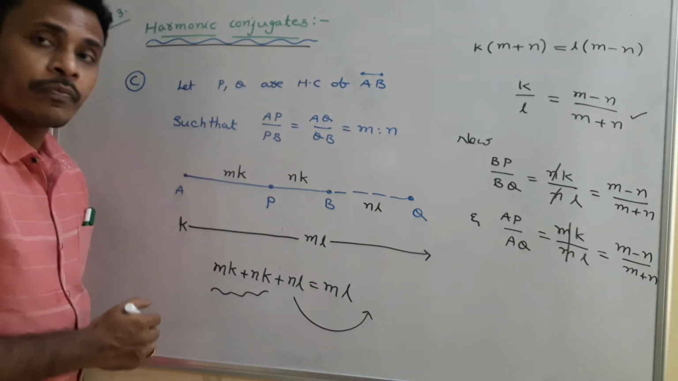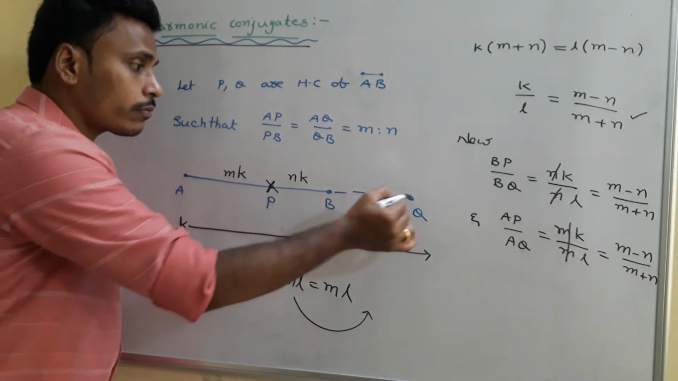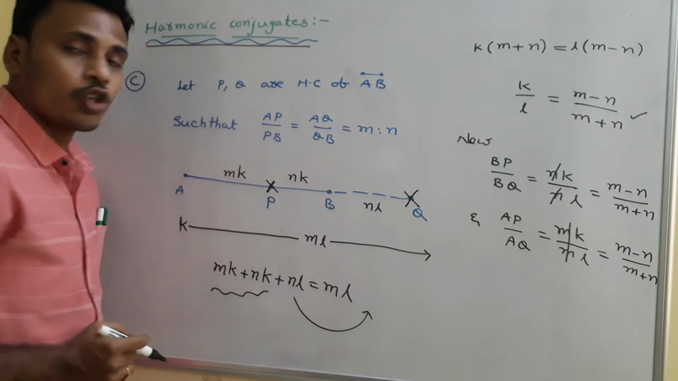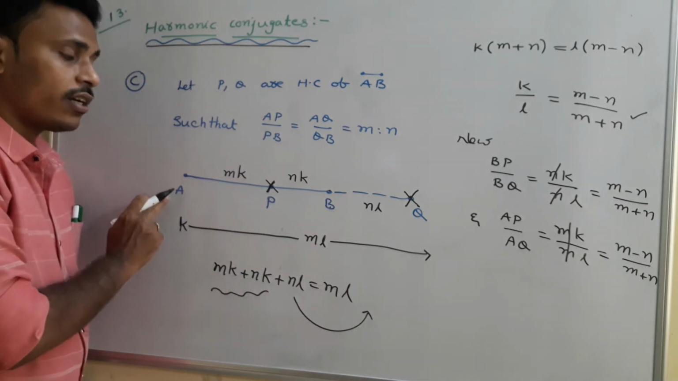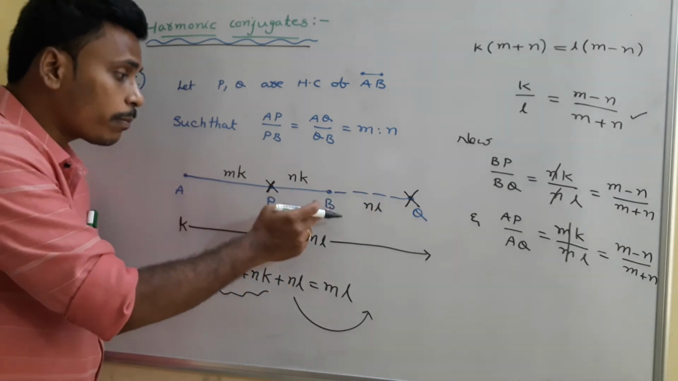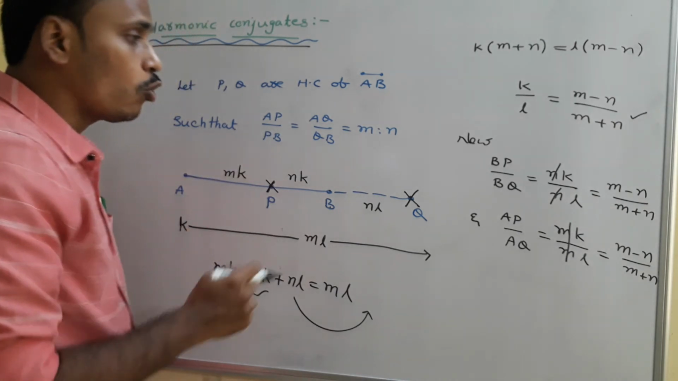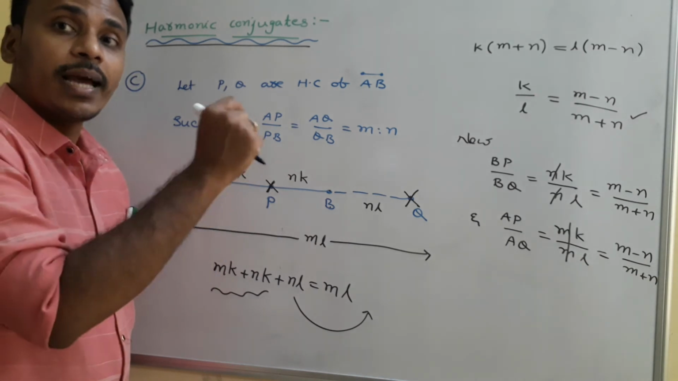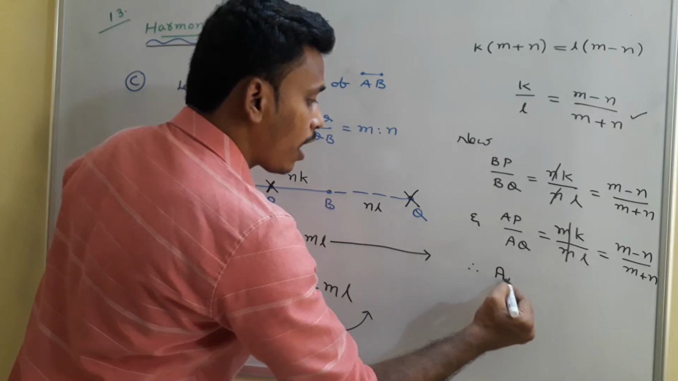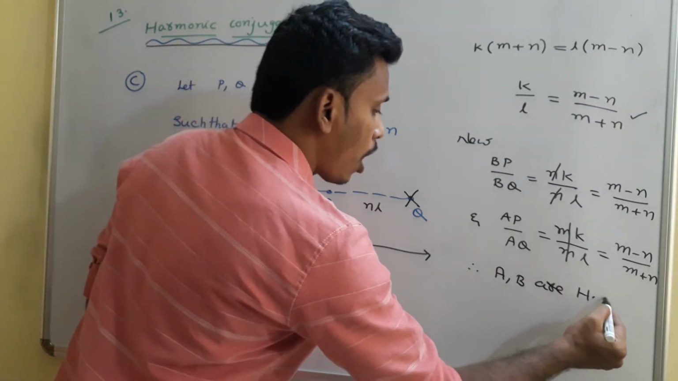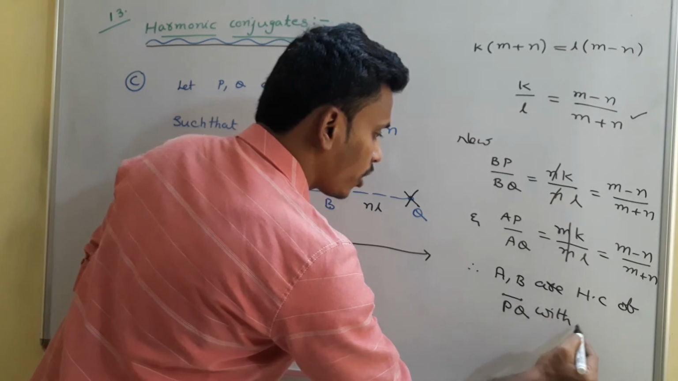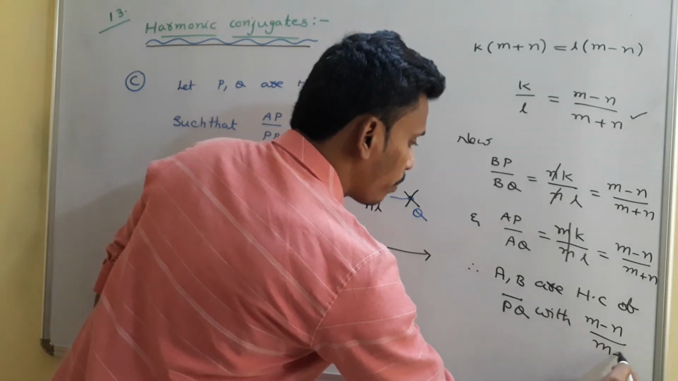At the end, if you concentrate on this PQ, this B for this PQ is interior and is dividing in the ratio K is to L. This A is exterior and is dividing PQ in the ratio MK:ML, that is K is to L. That means this B and A are harmonic conjugates of PQ, and the new ratio with respect to M and N is M minus N by M plus N. Therefore, what I conclude is, A, B are harmonic conjugates of PQ with the ratio M minus N by M plus N.